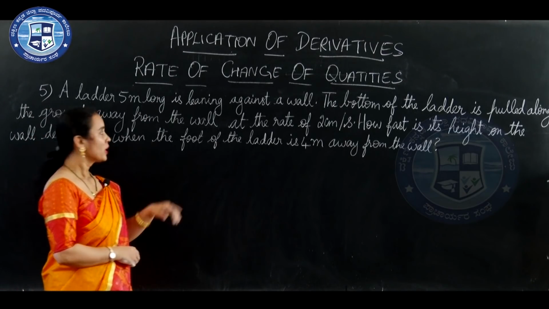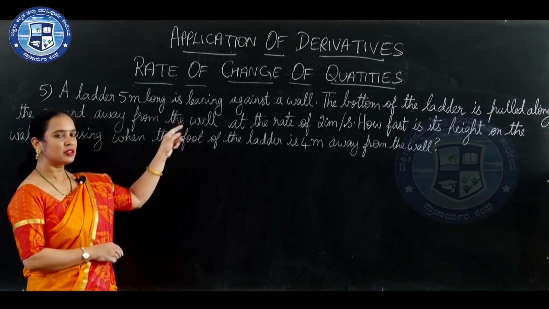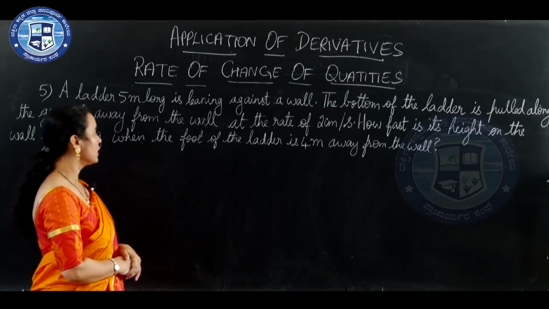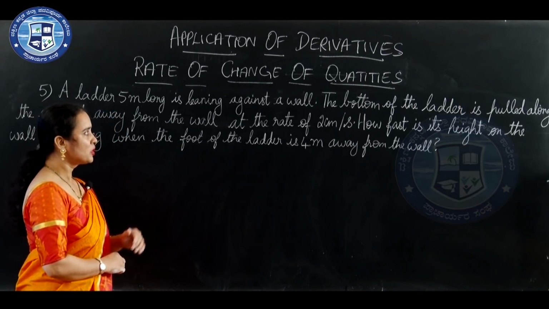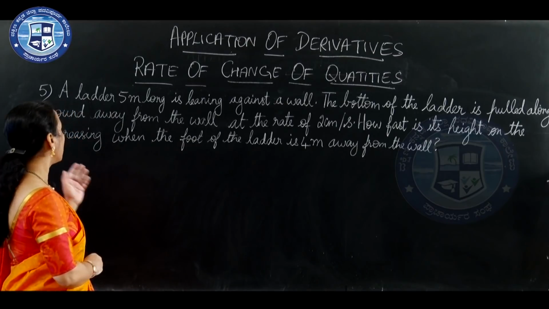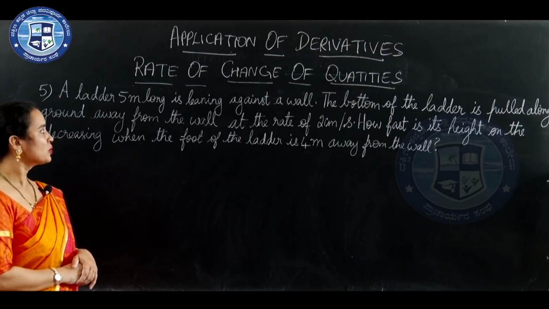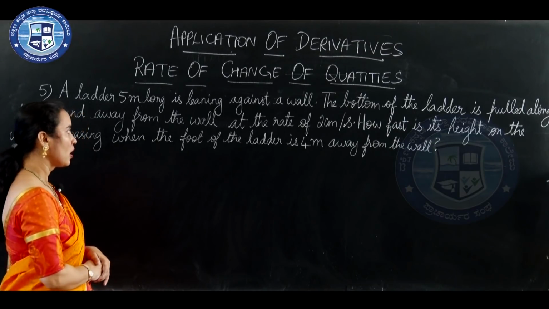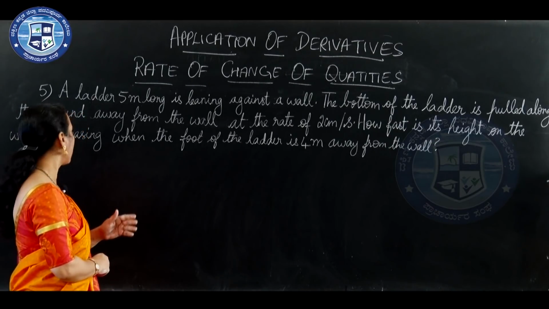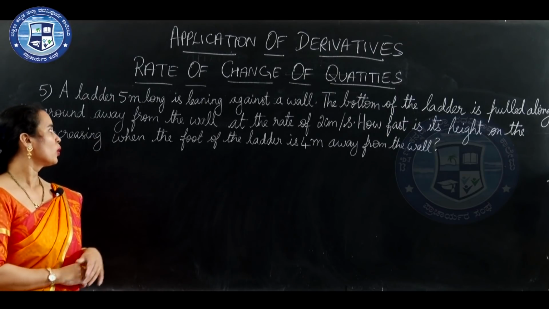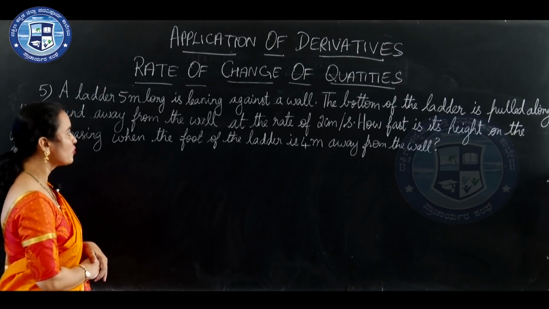Fifth problem, a ladder 5 meter long is leaning against a wall. The bottom of the ladder is pulled along the ground away from the wall at the rate of 2 centimeter per second. How fast is its height on the wall decreasing when the foot of the ladder is 4 meter away from the wall?